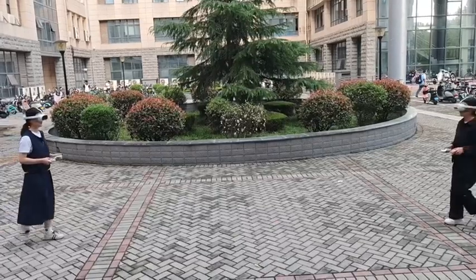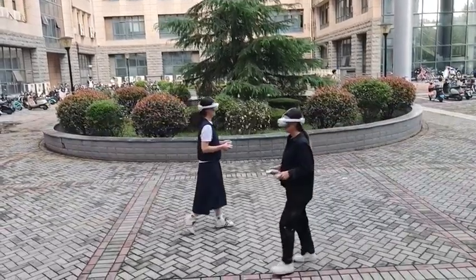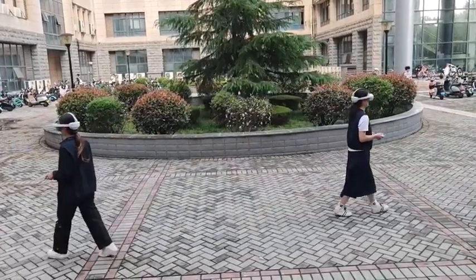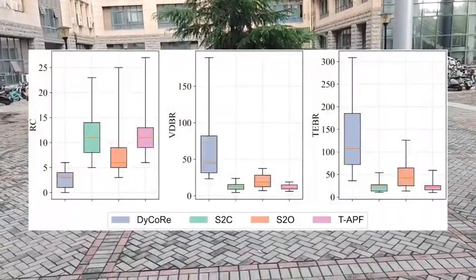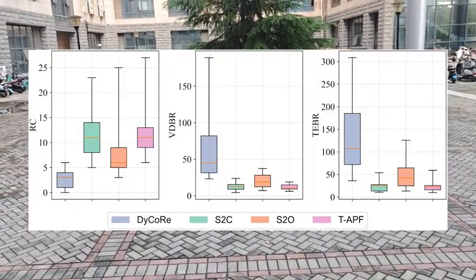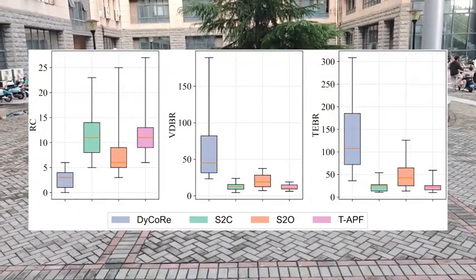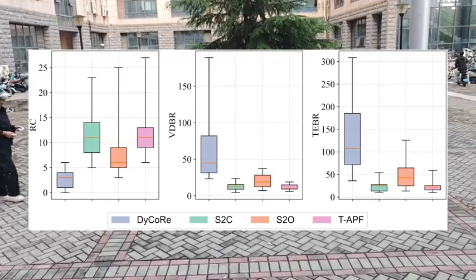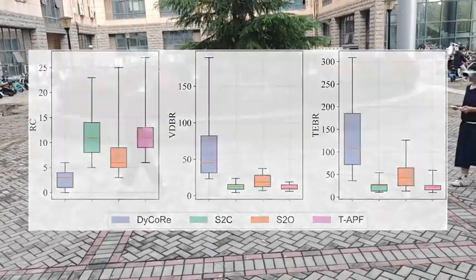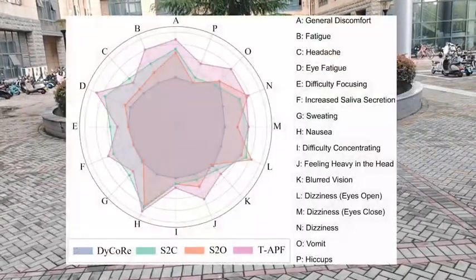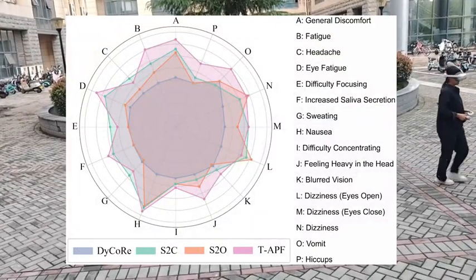We also conducted a user study with 30 participants walking in a real VR setup, using 4 different methods. In all 3 metrics, dynamic control and redirection outperformed the others. Users experienced fewer resets, walked longer distances, and spent more time navigating without interruptions. To assess user comfort, we used the simulator sickness questionnaire.